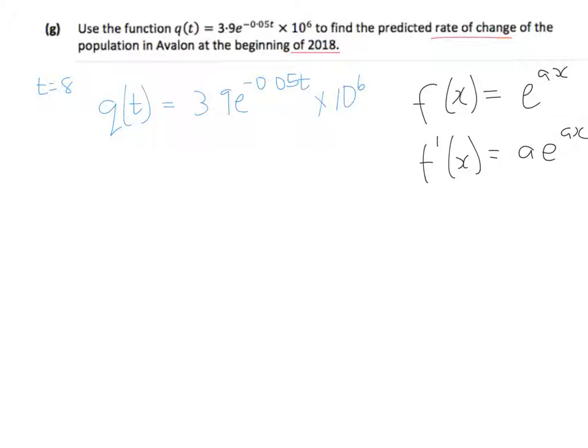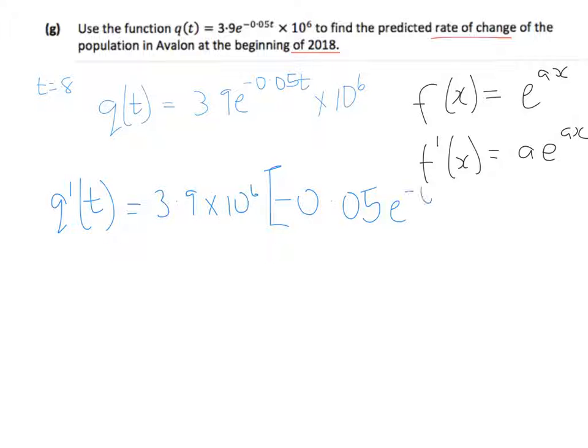Okay, and so similarly then, as I did with my integration, I am going to pull out the 3.9 by the 10 to the power 6. So q prime of t or q dash of t is going to be equal to 3.9 by 10 to the power of 6, and then I'm going to differentiate here, so that's going to give me minus 0.05 for my a, and that's going to be e to the power of minus 0.05t. Okay, and so now I can substitute in for 8.